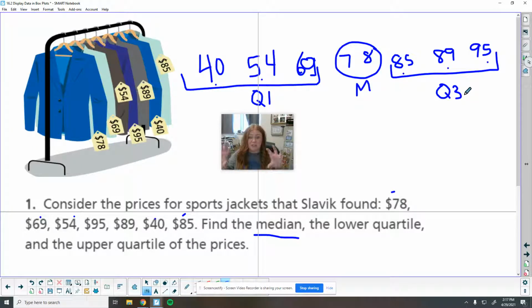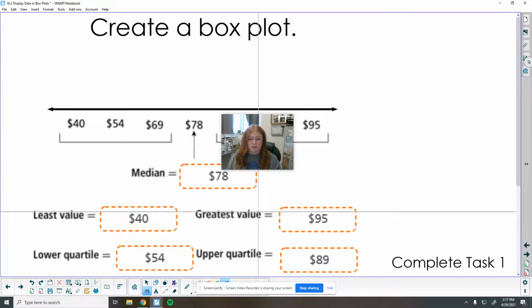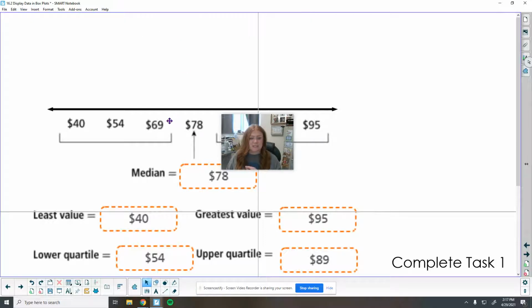So you're splitting your data in half with the median, and then you're finding the median of the first half, the median of the second half. So here's the middle. So I can see here's 1 section, 2 sections, 3 sections, 4 sections. So we are not actually going to create our box plot right now. So we're going to skip that. So we can see, right, here's 78. My smallest value was 40. The greatest one was 95. So we can fill all of that information out. So go ahead and complete task 1, and then come back when you are ready to do task 2.